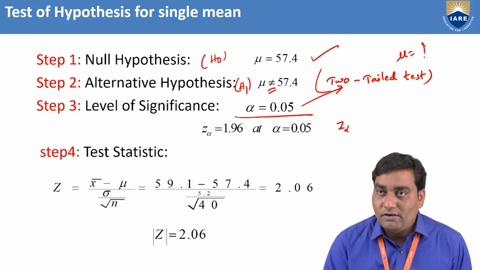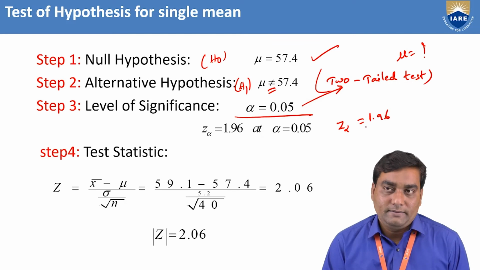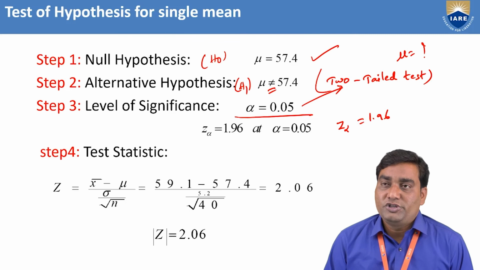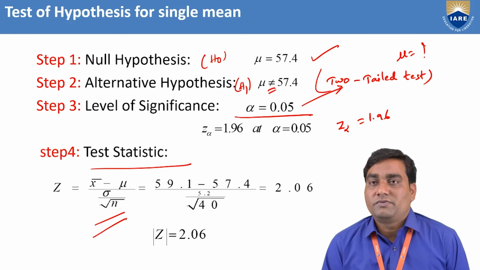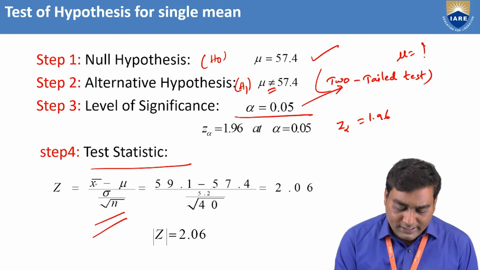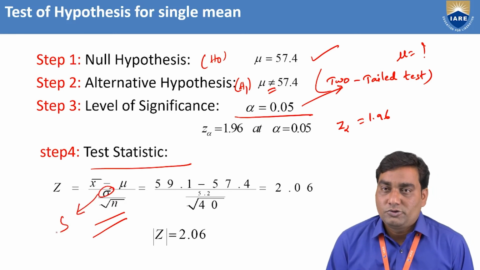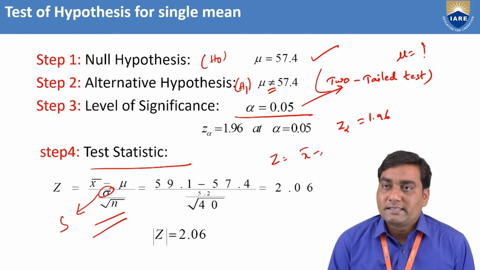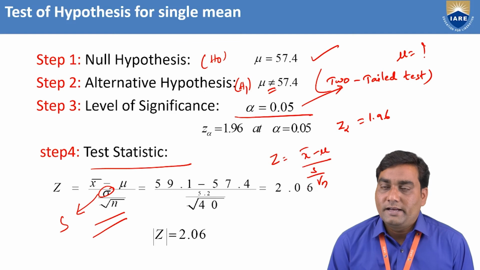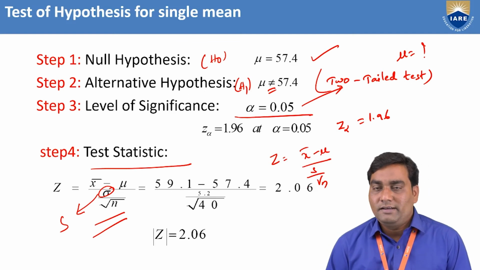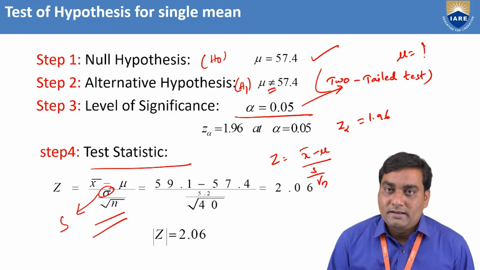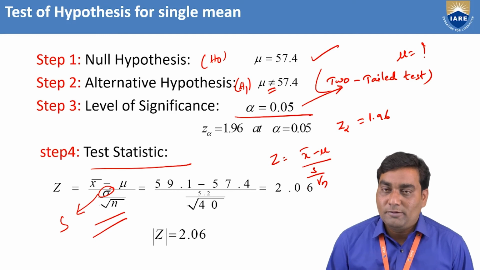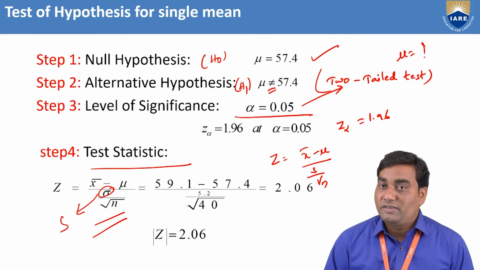For a two-tailed test, Z alpha value is 1.96 only. Seeing that value from the Z alpha distribution table, Z alpha equal to 1.96. Now the test statistic formula for test of hypothesis for single mean: Z equal to x bar minus mu by sigma by root n. But sigma is not given, so we can replace it with s. Sigma is the standard deviation of the population. If it is not available, we can use the standard deviation of the sample, which is s.